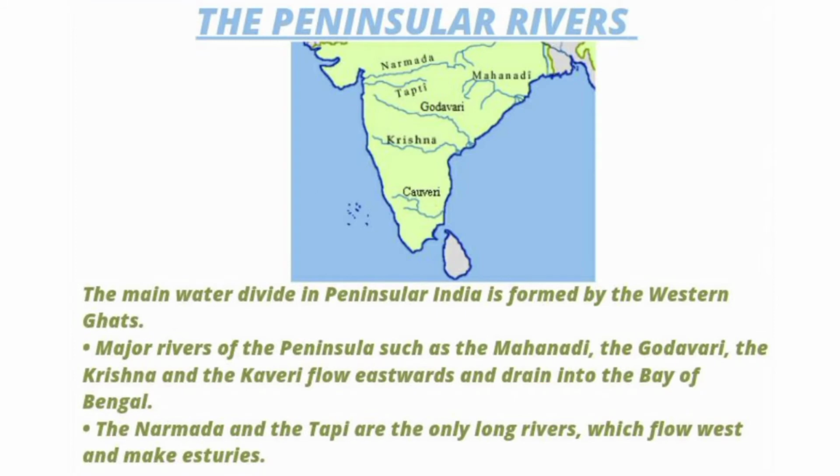The peninsular rivers. The main water divide in peninsular India is formed by the Western Ghats. Major rivers of the peninsula such as the Mahanadi, the Godavari, the Krishna, and the Kaveri flow eastwards and drain into the Bay of Bengal. The Narmada and Tapi are the only rivers that flow west and make estuaries.